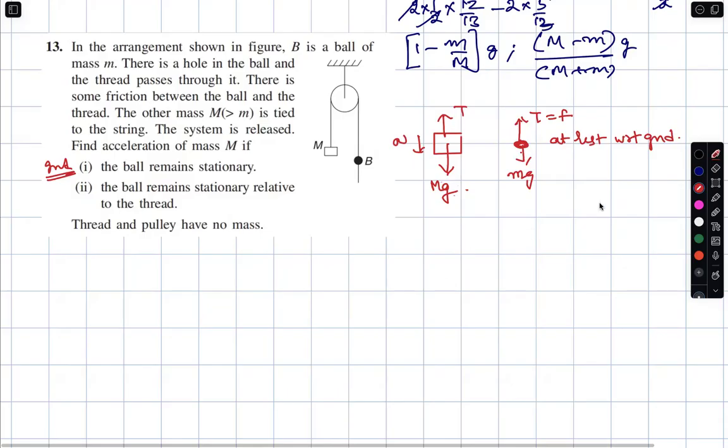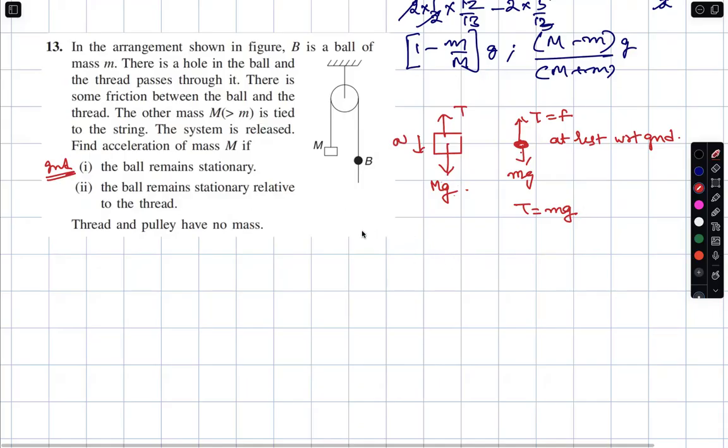Super. T is equal to mg, then it will remain at rest. Suppose if T is greater than mg, it will have an upward acceleration. If T is less than mg, it will have a downward acceleration. What happens when T is equal to mg? It will stay there only. Meanwhile, the thread passes through, but the ball stays there only.